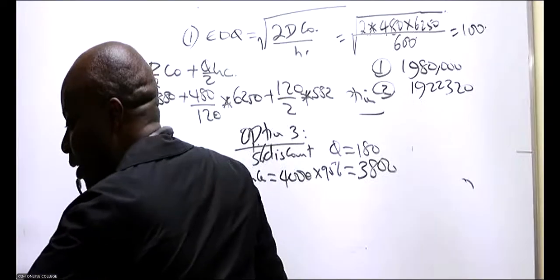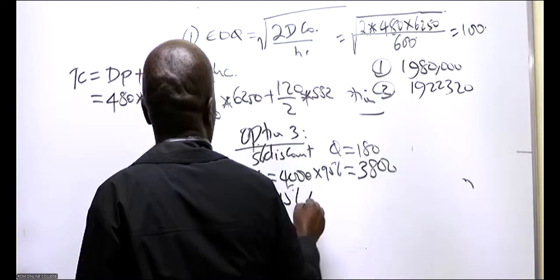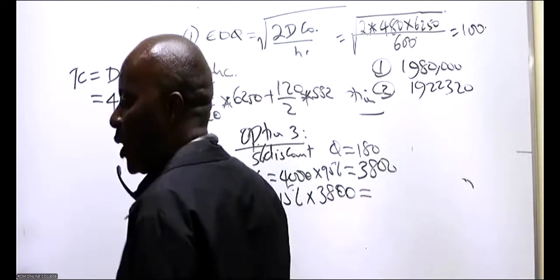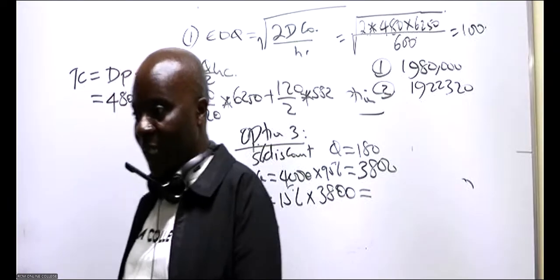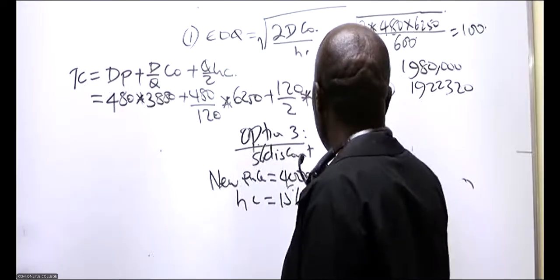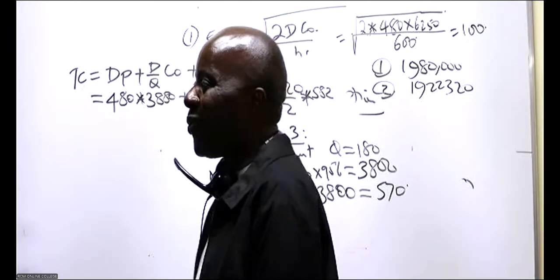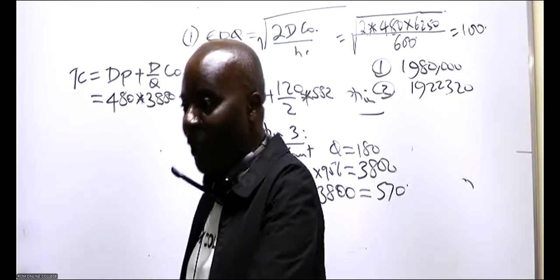Somebody already has a holding cost of 570. So the holding cost is 15% of the purchase price, isn't it? 15% of the purchase price. 570. And then now, ladies and gentlemen, after that, what else do we need? The formula for total cost.